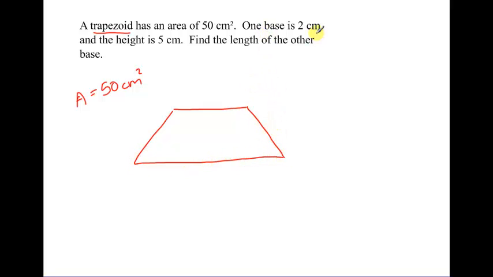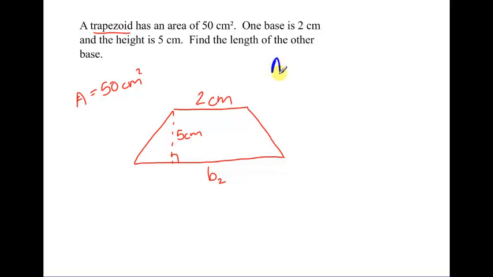Reading on, one base is 2 centimeters, and the height is 5 centimeters. So it's not to scale, that's okay. We'll put 2 centimeters on our base, and draw in a height, of course mark the right angle, and then that's 5 centimeters. And our question, find the length of the other base. So let's just call this base 2 right here. All right, we can do this.